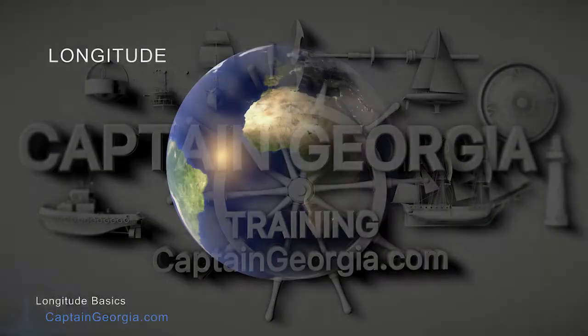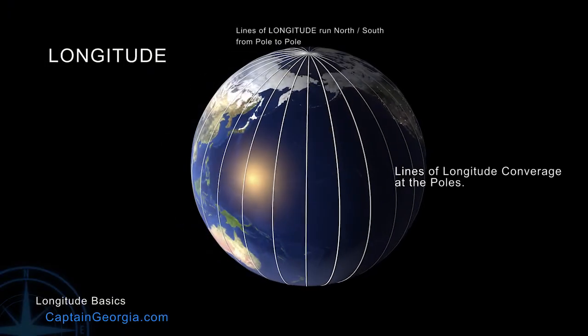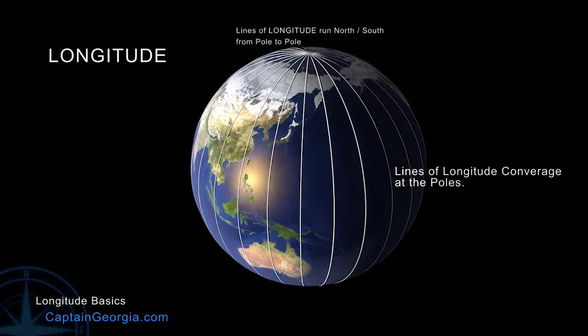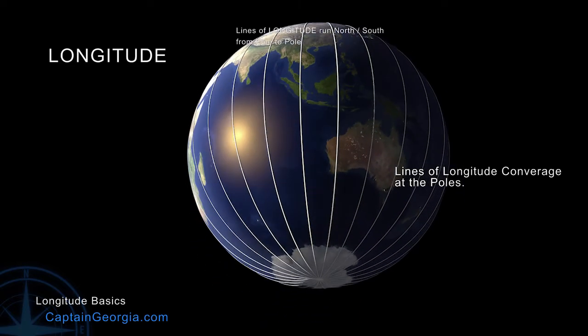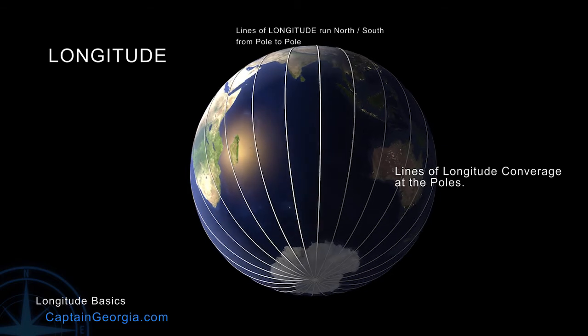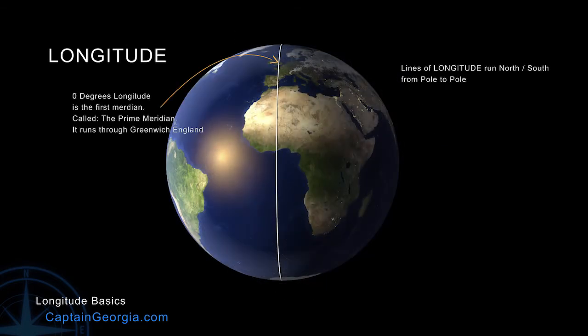So let's talk about longitude. Lines of longitude run north-south from pole to pole. They converge at the poles. They're considered meridians. So the first meridian, the prime meridian, starts our degrees at 0 degrees longitude. It runs through Greenwich, England, at the observatory where it all got started.